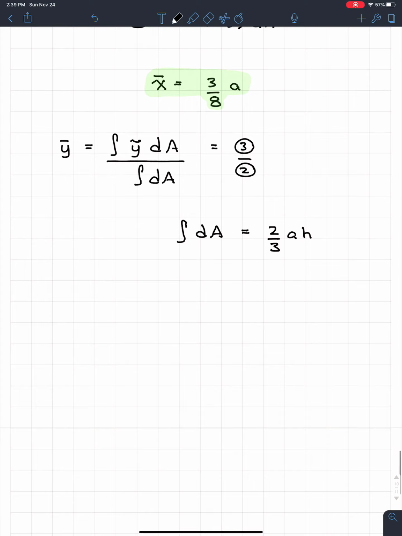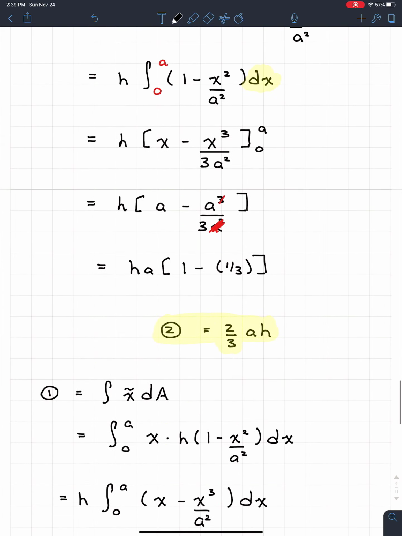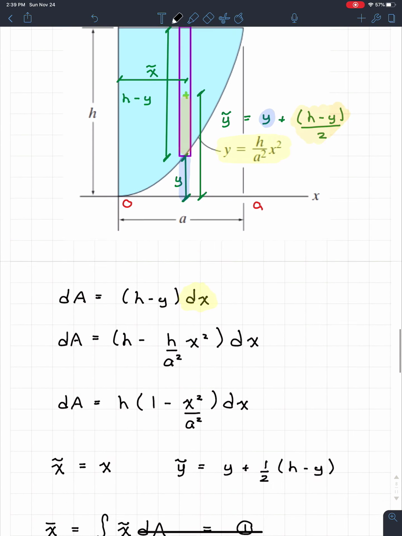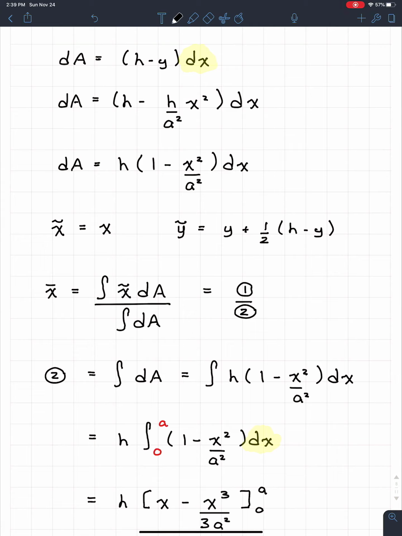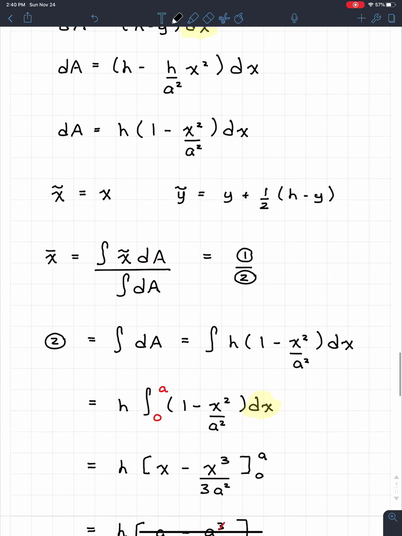So all we have to do is find out what 3 is equal to. 3 is equal to the integral from 0 to a of y squiggle, well, we're going to have to throw that in there. Come up here. We see that y squiggle is equal to y plus 1/2 h minus y. But again, we can't integrate with respect to y. We're integrating with respect to x. So we're going to have to modify all the y's into h/a squared times x squared.